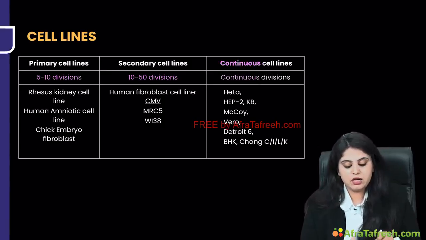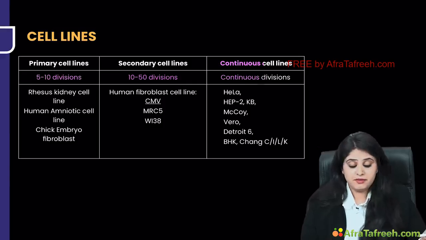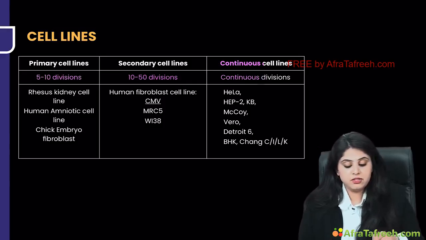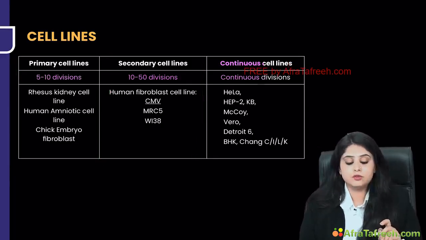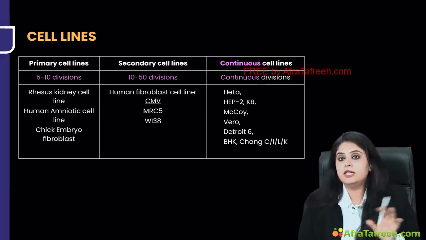The name only tells you, continuous divisions will happen. Very difficult to learn, ma'am. How should I learn which cell line is coming under primary, secondary, continuous? This is not important for FMG students, but this table is important for NEET and INI-CET.